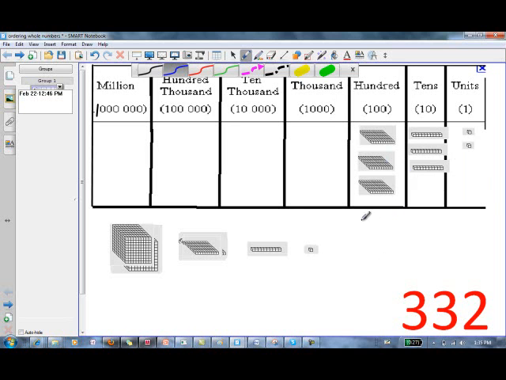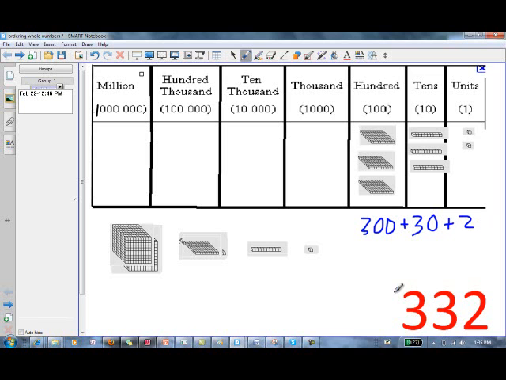332. So we know that this is 300 right here, plus 30, and plus 2 equals our number 332.